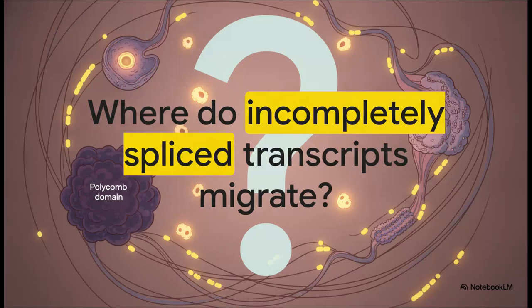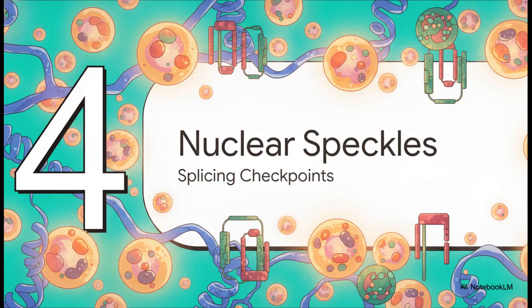But this raises a really critical question for our field. Once a long transcript finally finishes synthesizing and actually leaves the protective harbor of the Polycomb domain, where exactly does it go if its introns aren't fully processed co-transcriptionally? That leads us right into Section 4, nuclear speckles, splicing checkpoints, the post-transcriptional quality control.